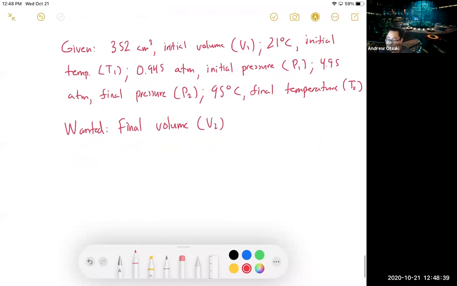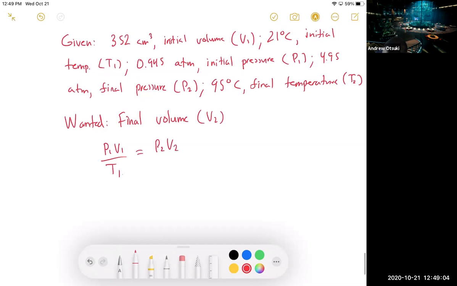So this one can get a lot of variables, so I encourage you to write down all the variables and their values. We're going to use our equation P1 times V1 over T1 equals P2 V2 over T2. Sorry, no, that's wrong. Don't get that mixed up. People get that mixed up too. Okay, so we cross multiply and we're solving for V2, right?